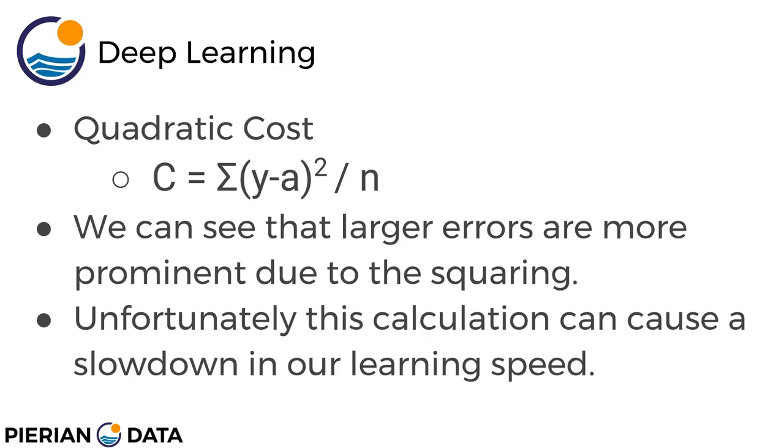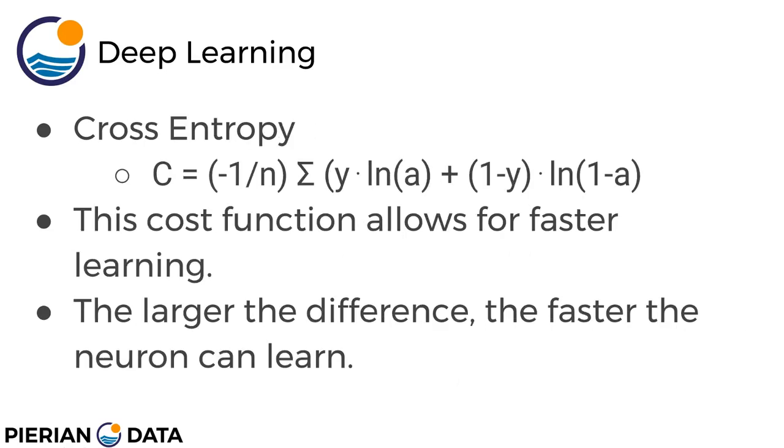Now, unfortunately, when you actually implement this quadratic cost function, this calculation can cause a slowdown in our learning speed due to the way that it formulaically works. So instead, we're going to be using cross entropy as our cost function. And this is defined in the following manner. We say negative 1 over n, and then we take the sum of y times the log of a plus 1 minus y times the log of 1 minus a. And this cost function allows for faster learning.